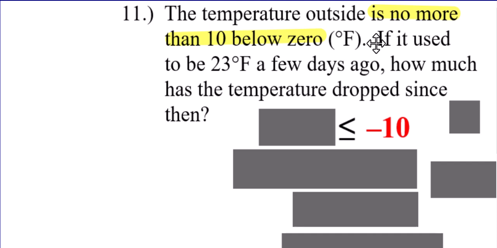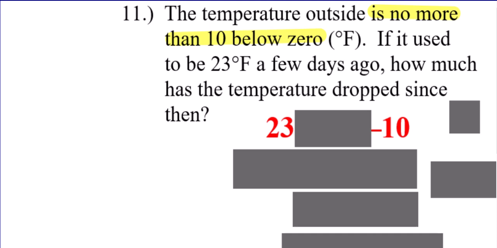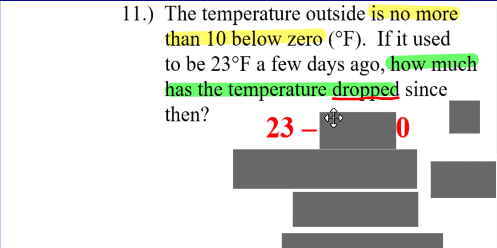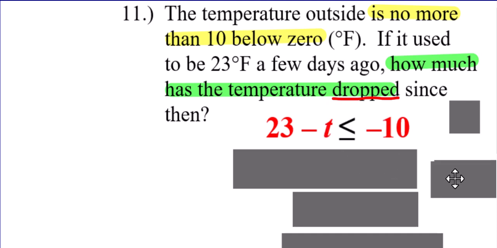Okay, it used to be 23 degrees. That's going to go over here. How much has the temperature dropped? Well, I guess we could call it T or D. But the word dropped is kind of like the word decrease that we had back on number 9, which means to subtract by the unknown temperature. Oh, this is another problem like number 9, where the variable is to the right of the minus. If you did not have that correct, hit pause now and fix it, and then maybe resolve it if you need to.